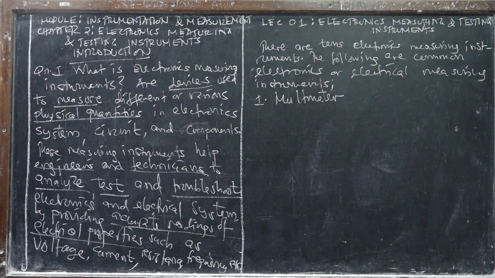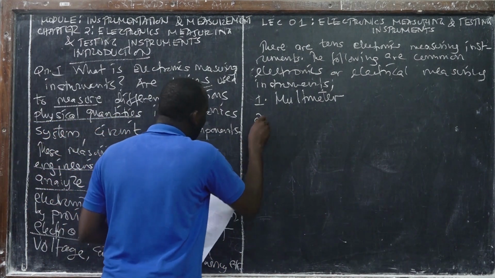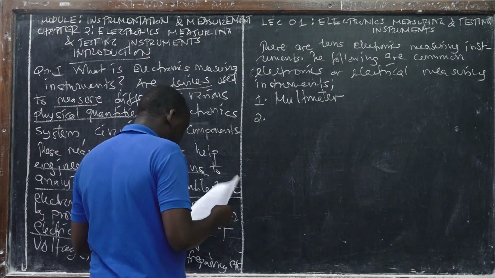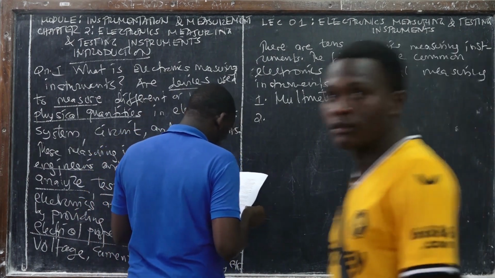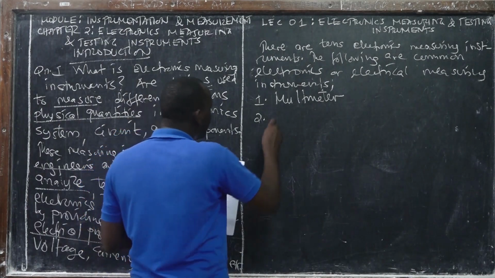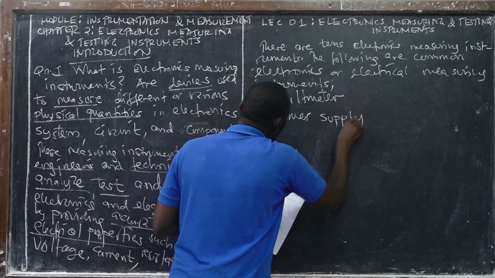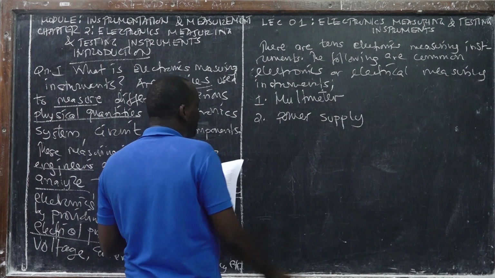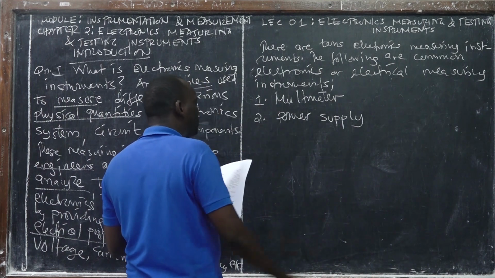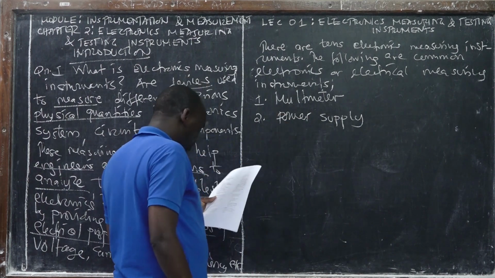Are we together? Class, is it clear? Yes. So the first one is multimeter. Say multimeter. Okay, that's the first measuring instrument. The second one is called the power supply. We have different types of multimeter with different physical size and different ability to measure the electric quantities. Say power supply.